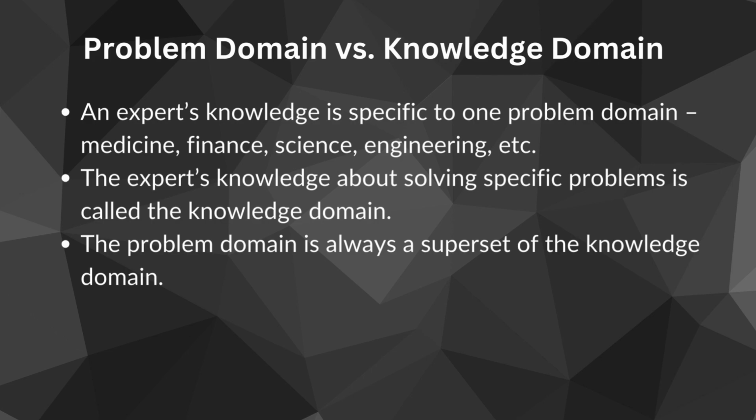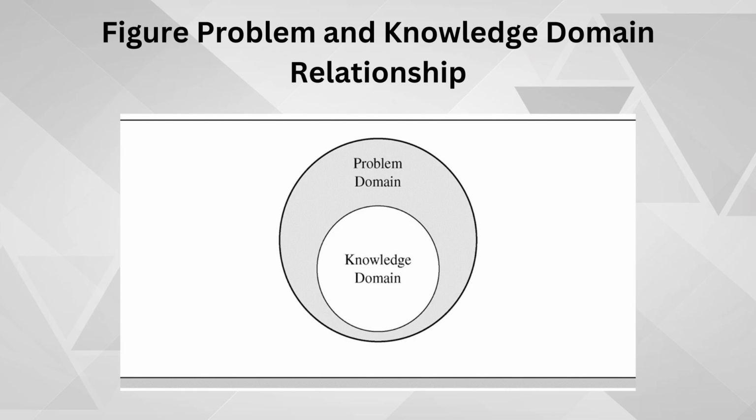Knowledge domain. The knowledge domain encompasses the expertise, information, rules, facts, heuristics, and domain specific knowledge that the expert system has acquired from human experts. It forms the core repository of knowledge that the system possesses to make decisions and solve problems within the problem domain.